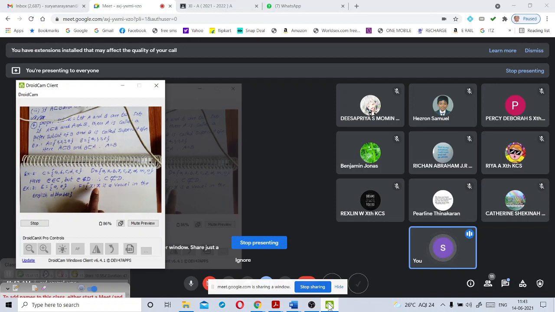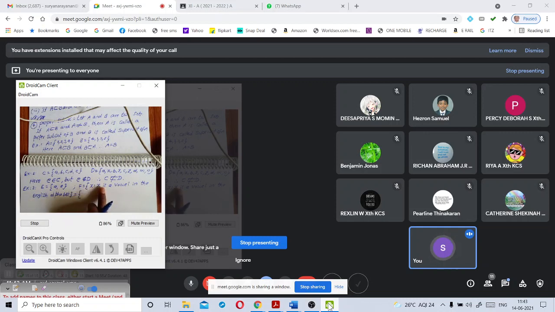What should we do first? We should write set F in the roster form. Yes or no? That is the first step. Okay, my children, then what are the elements of set F? Can you tell me?